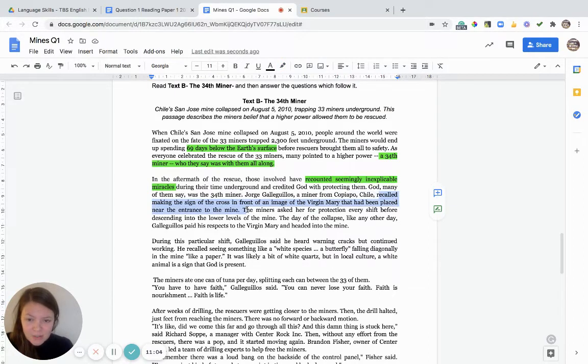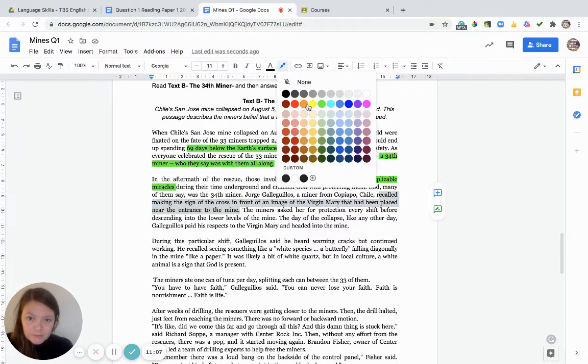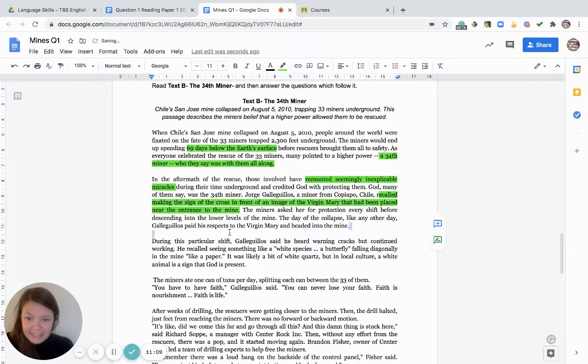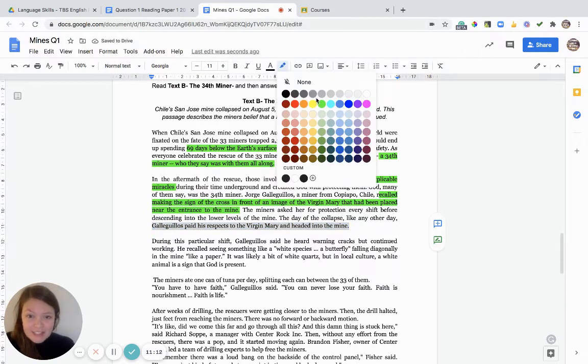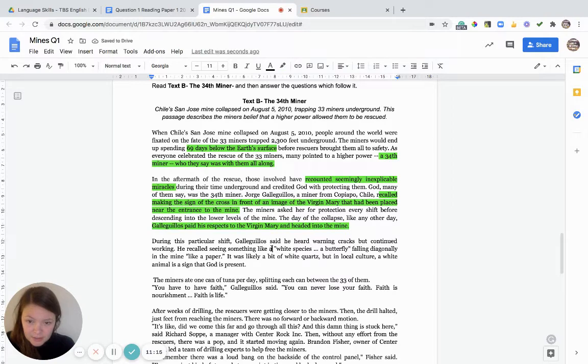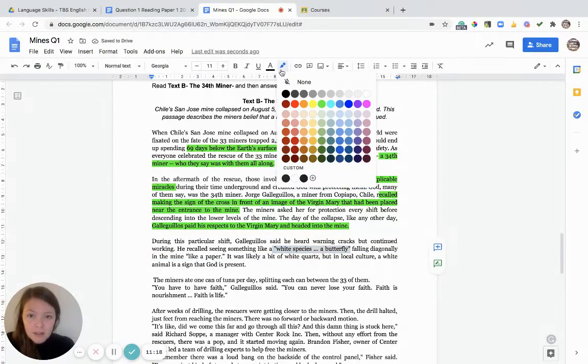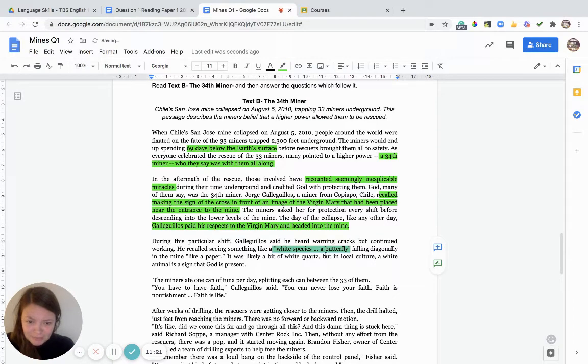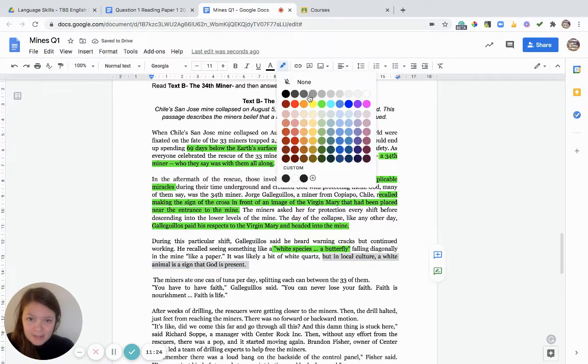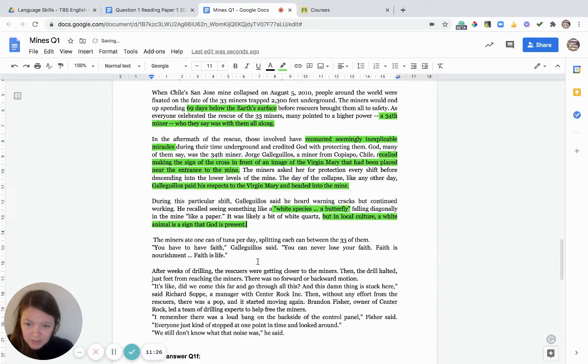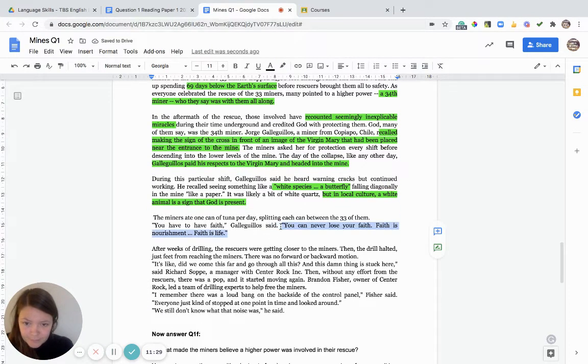The Virgin Mary near the entrance of the mine. The fact that he paid his respects to the Virgin Mary at the entrance of the mine on the day. The white species, a butterfly. The fact that a white animal is a sign of God in local culture. This quote from Gallegos about nourishment, faith is nourishment, faith is life. And then the pop on the drill. The drill got stuck and then suddenly something got it moving again.